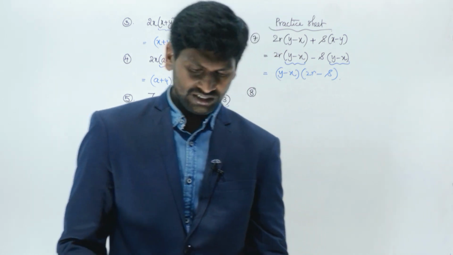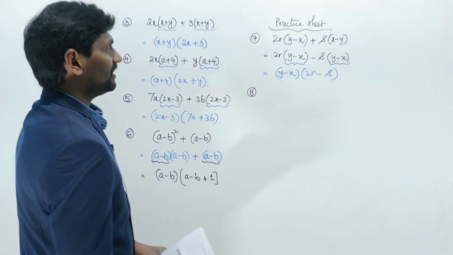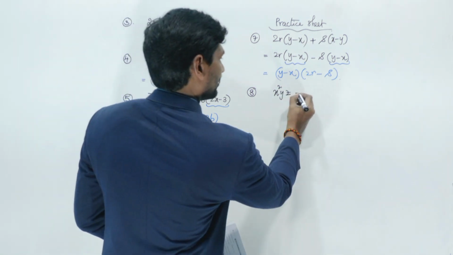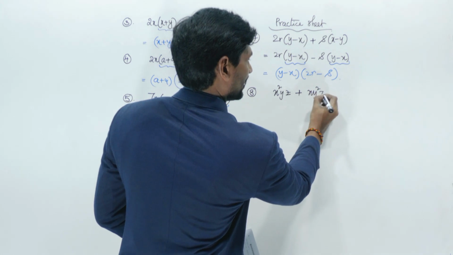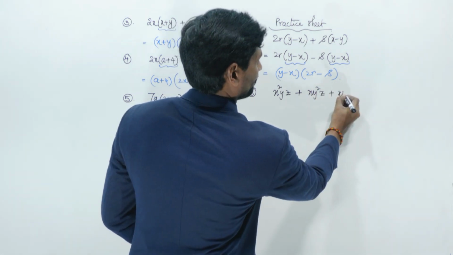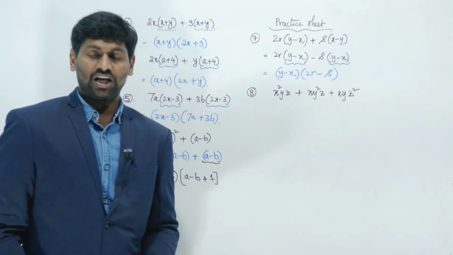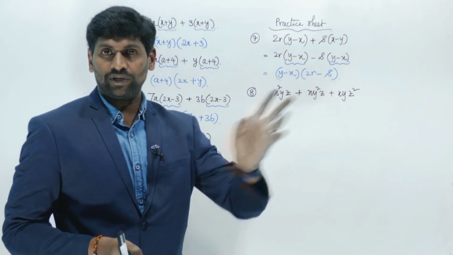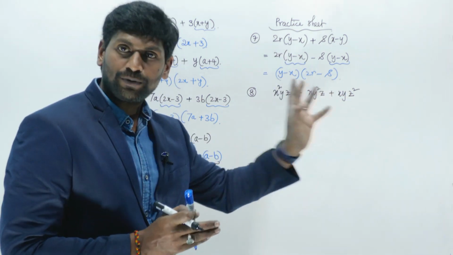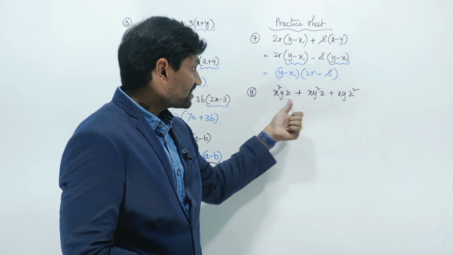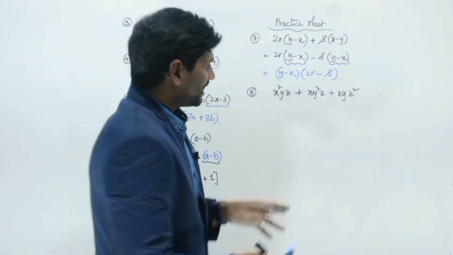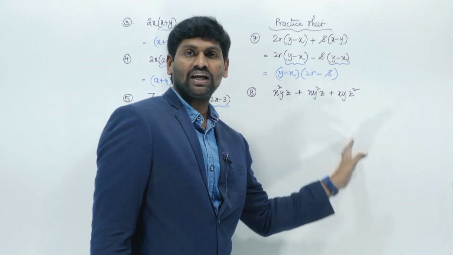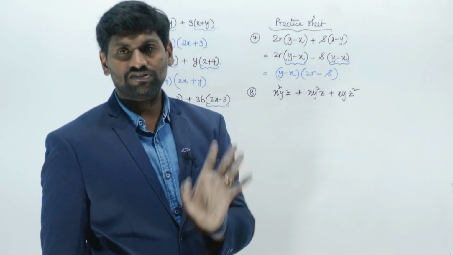The 8th question is given: x square yz plus x y square z plus x y z square. Until the 7 problems we are getting only binomial terms, that means binomial expressions with 2 terms, but here 3 terms are given. How to do? We can directly write the factors of the first term, second term and third term, and identify the common factor. That is one of the methods.